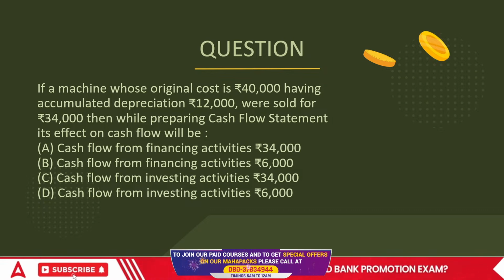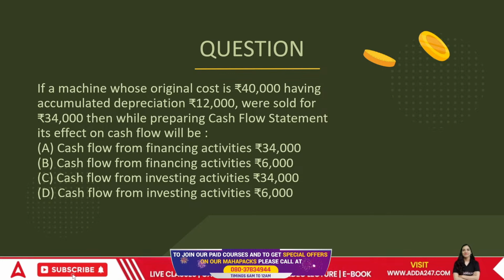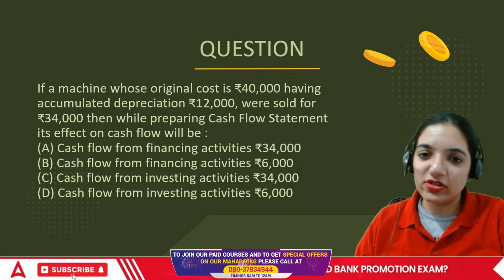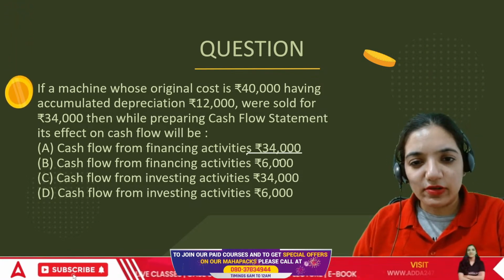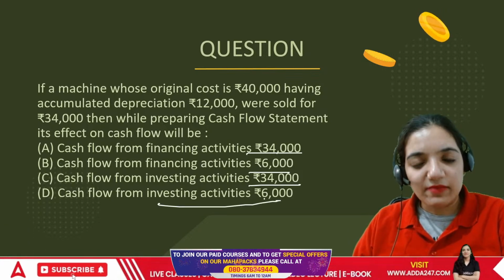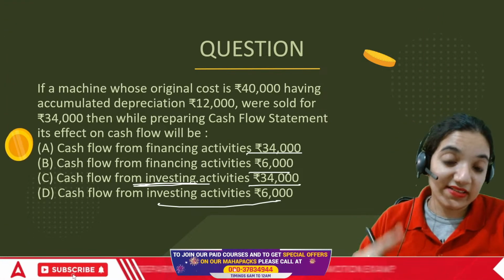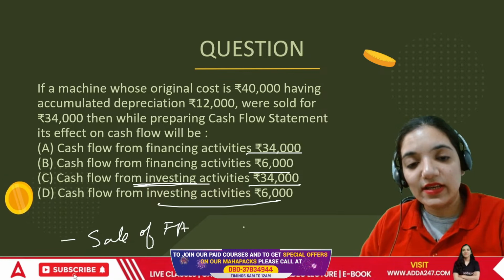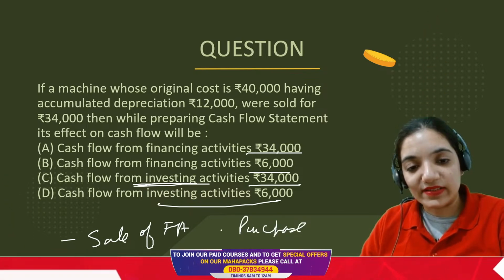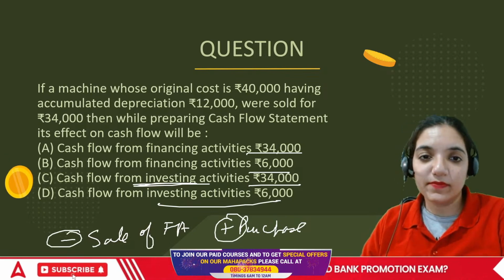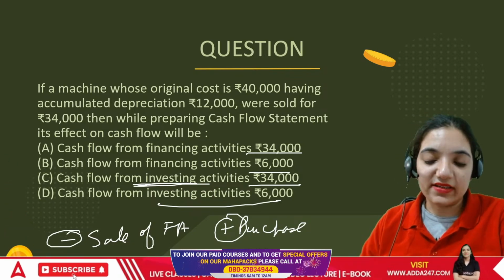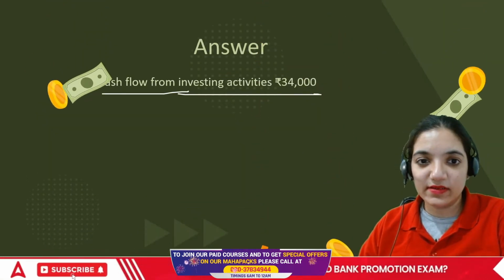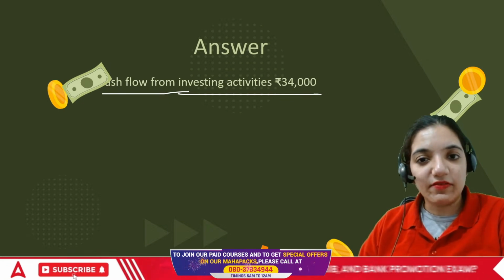It doesn't matter if it's an inflow or outflow. The point is they're talking about cash flow. So even if it's sold for 34,000 and we are getting the cash, the whole thing is sorted. That is a cash flow of 34,000. I am selling an asset, so it's an investing activity. It's not a financing one, it's an investing one. Because sale of a fixed asset is an inflow and purchase is an outflow. So in this case, the correct answer is that it is cash flow from investing activities. Done, everyone?